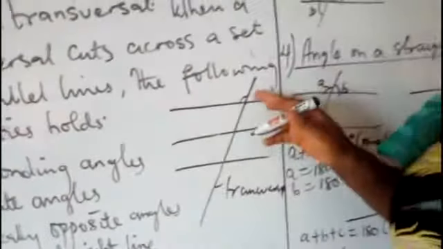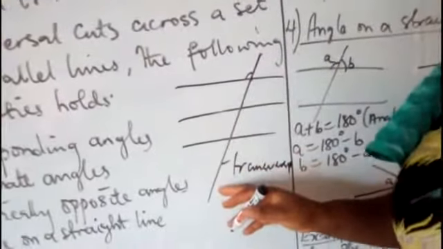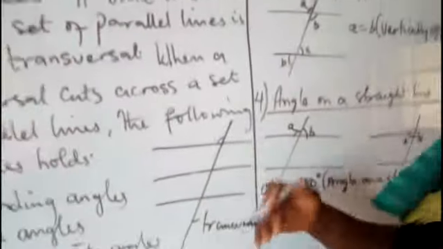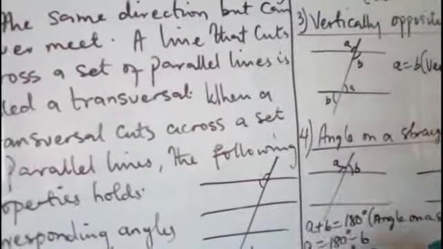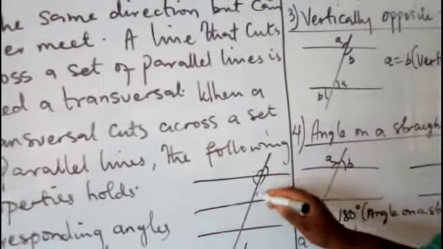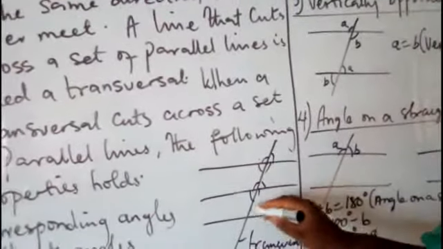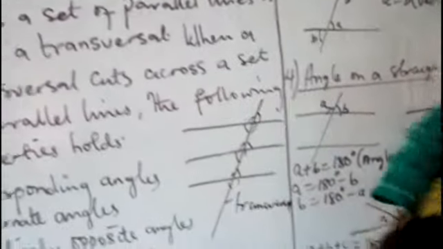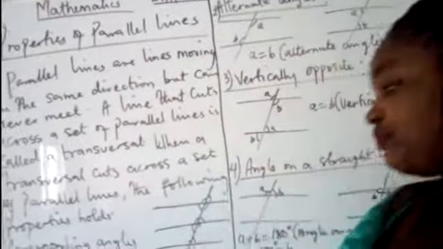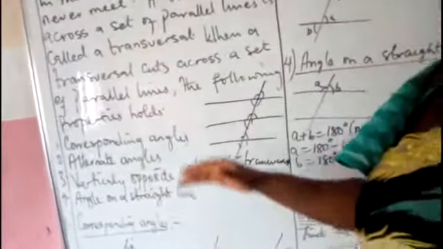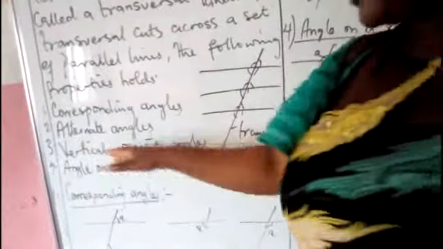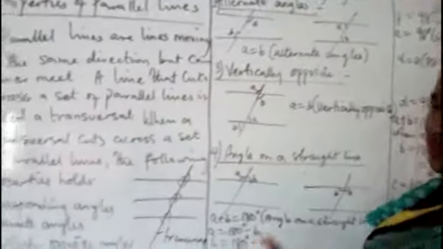Now, when a line cuts across so many parallel lines, from two or more, we find out that so many angles are formed here, an angle is formed here, an angle is formed here. Everywhere we find angles. Because of all these angles that are formed, we have some properties that arise. We have corresponding angles, alternate angles, vertically opposite angles, then angles on a straight line. Let's start with corresponding angles.